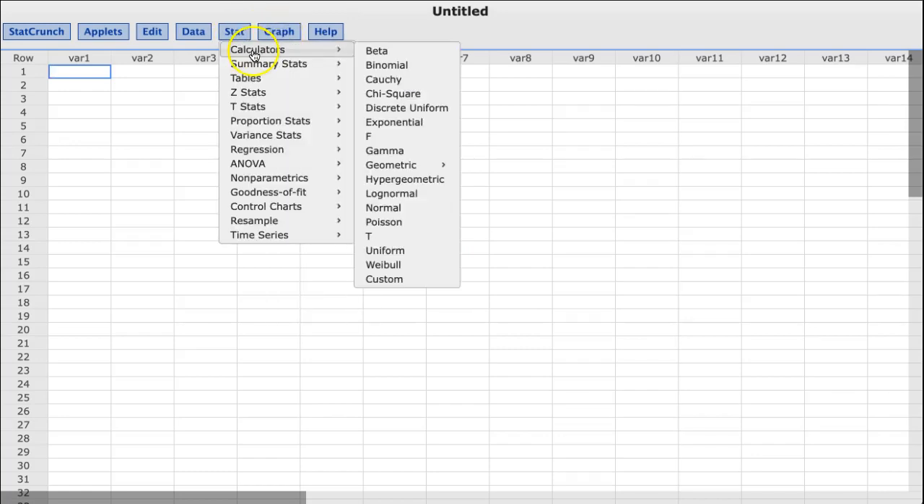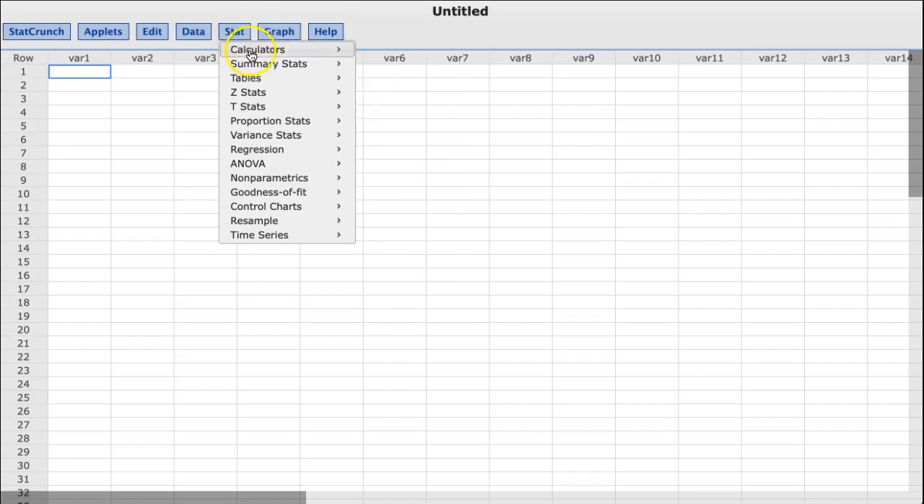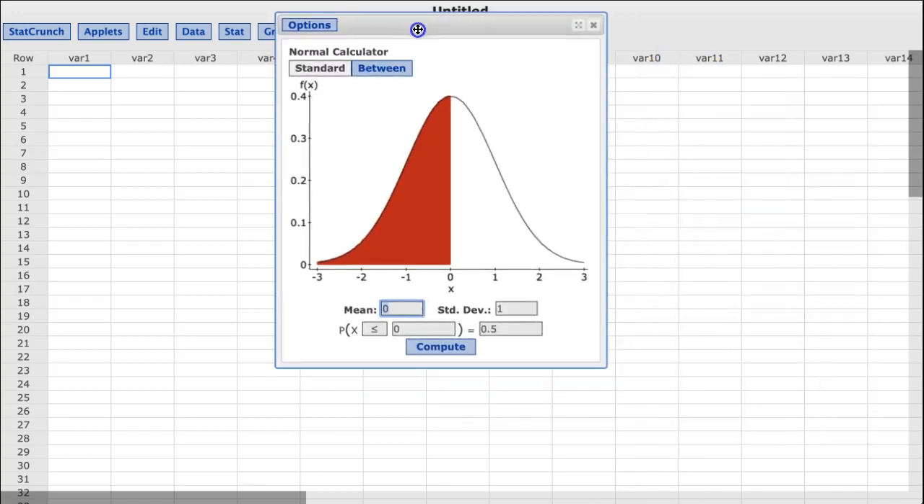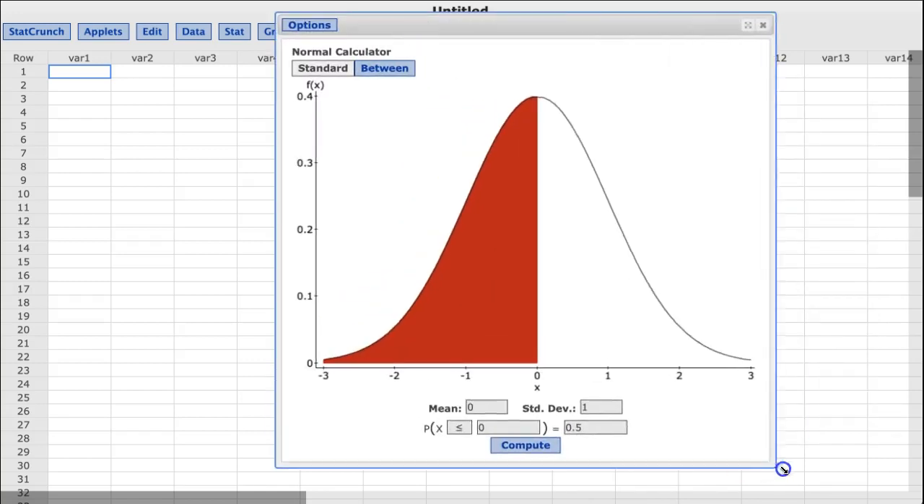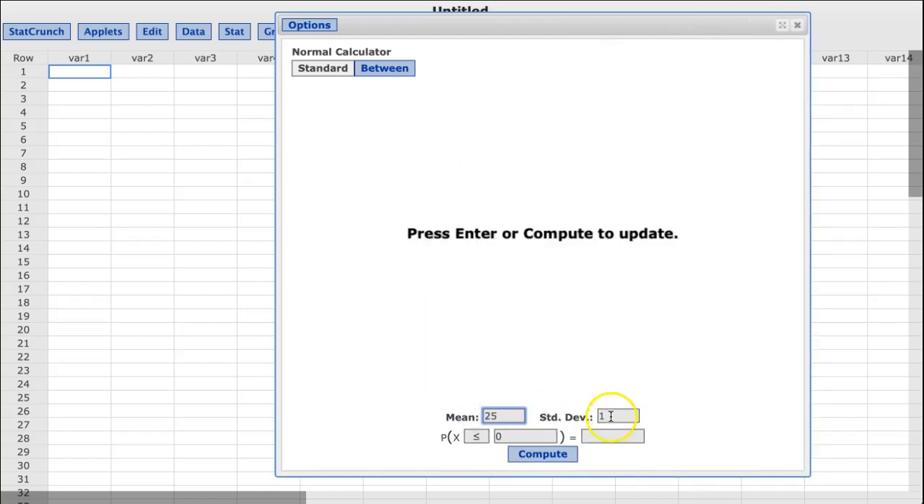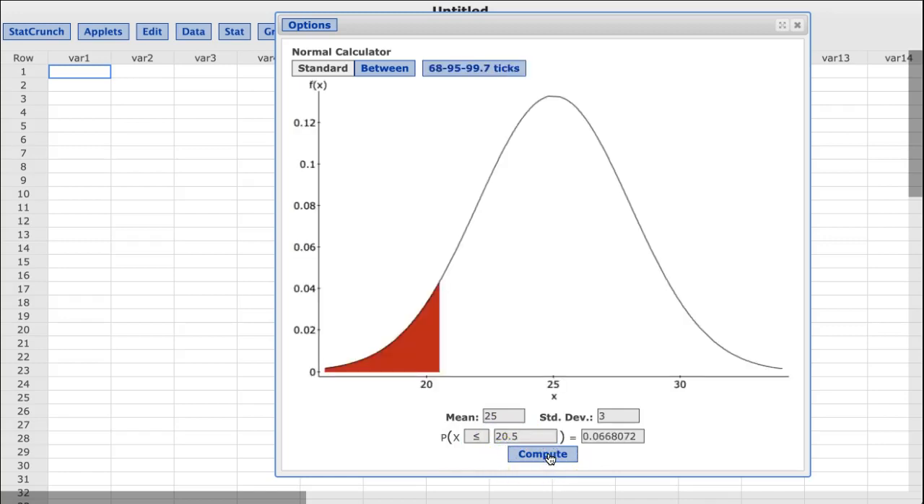So if I open StatCrunch here, I go to stat, calculators, and I go to normal. Here I put my mean. I'm going to enlarge this so we can all see it. As far as the mean, I could put 25. Standard deviation I could put 3. I want probability, so here you could do greater than or equal to, less than or equal to. I want to do less than or equal to 20.5. So I do 20.5, and then I compute, and there you go.